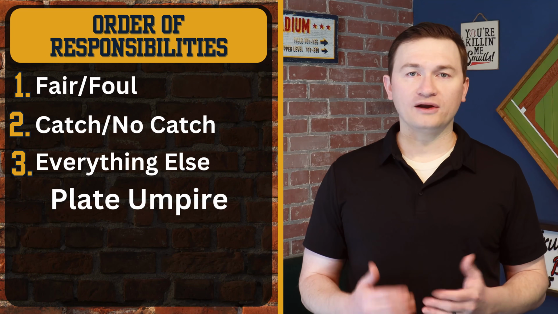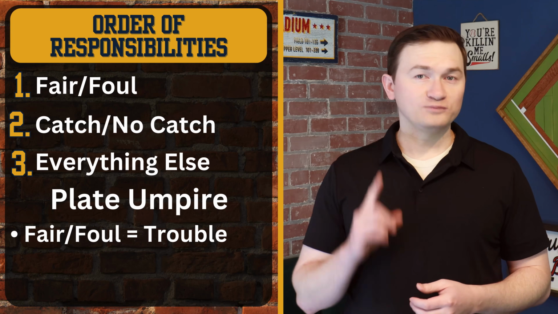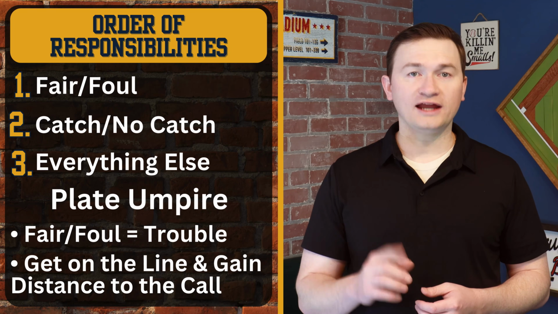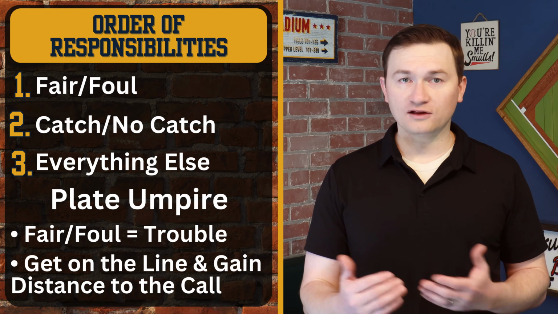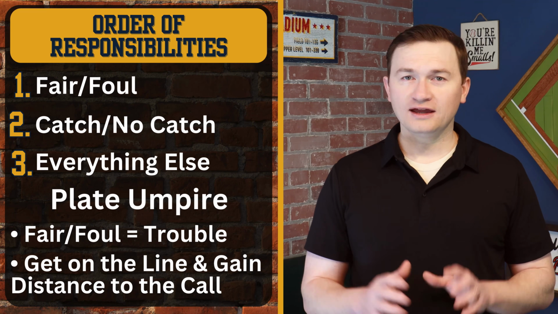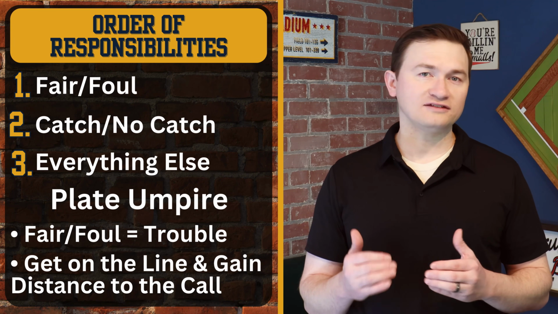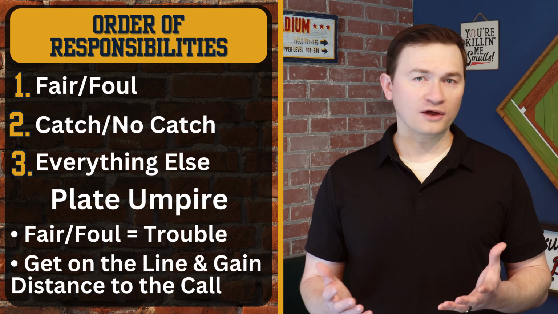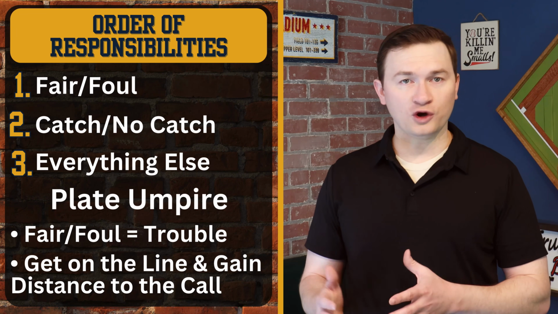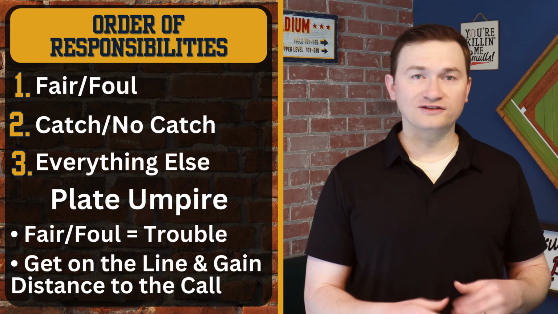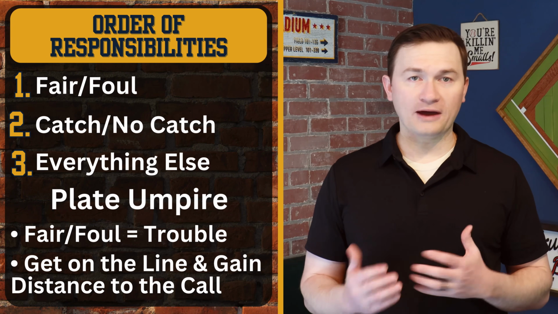For the plate umpire, if you're taking a ball down the line, your first job is to get on the line and gain some distance to the call. Try to work up the line to get closer for your fair foul decision, and don't take the foul line extended unless it's a pop-up in the infield. Otherwise, your first priority being fair foul, then we have catch no catch. Worry about those first, and after those two, you can worry about anything else.